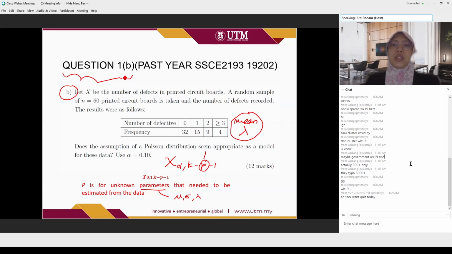So please be careful on this question 1B. And then you need to find the value of your lambda by your own. So how to find the value of lambda? Here the lambda means the average or the mean of the data. So that means you have to find the lambda by finding the mean from this data, which means 0 times 32 plus 1 times 15 plus 2 times 9 plus 3 times 4 divided by n is equal to 60.